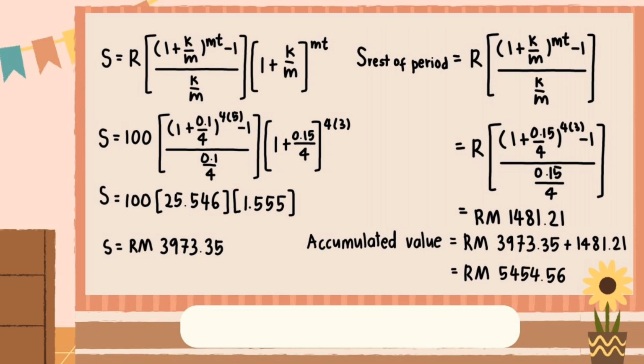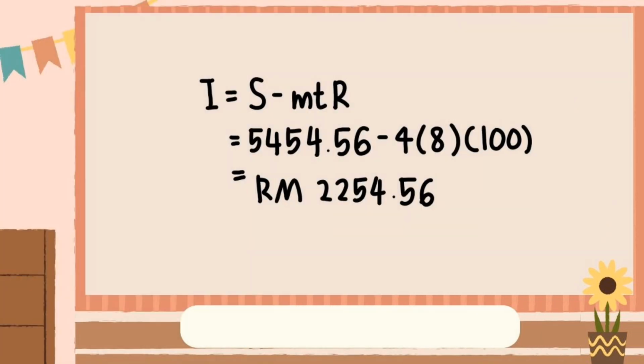And for the rest of the period, we will get the total accumulated value, which is RM 5454.56. So we need to find the total interest. We have to use the formula I equals S minus MTR, where S is 5454.56 minus 4 multiplied by 8 multiplied by 100. So the final answer of the total interest is RM 2254.56.